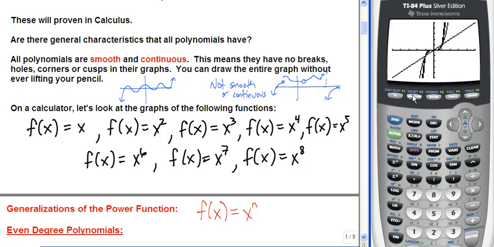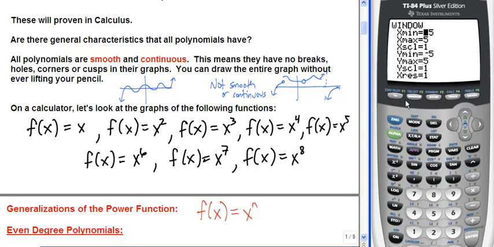So let's narrow our window slightly and change this to -2 to 2 for the x's and -3 to 3 for the y's. And hit graph. So there's y equals x. Here's x cubed. Here's x to the fifth. And here's x to the seventh.